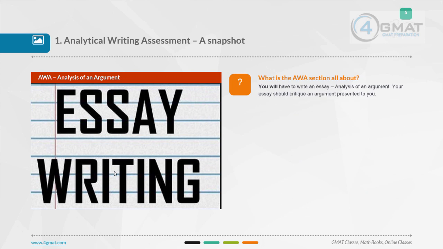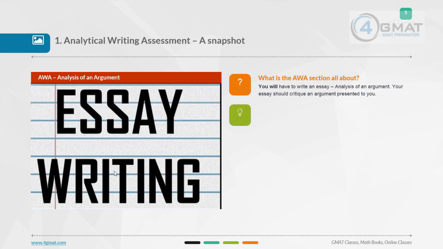And what is this essay? This essay is about critiquing an argument. You're going to analyze an argument. It's called analysis of an argument. You will critique an argument presented by an author. Typically, any argument will have certain facts or premises, and a conclusion will be drawn based on this. In the AWA section, the GMAT will present you with an argument where there are probably 1 or 2 gaping holes in the way the author has arrived at the conclusion.